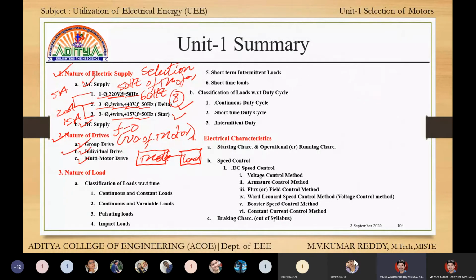Next one is multi-motor drive. Multi-motor drive has a single load, and it has a larger number of motors: motor M1, motor M2, motor M3, motor M4. It has only one load, but it has different motors. That is called multi-motor drive.